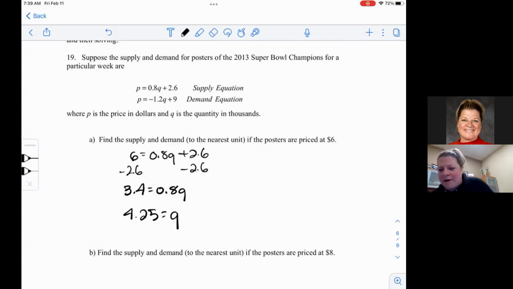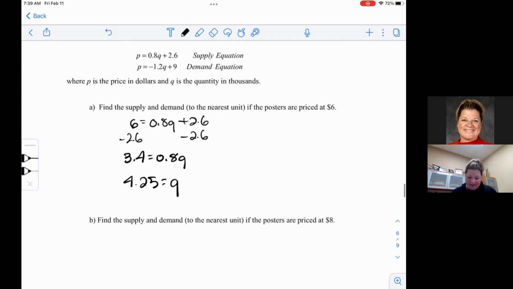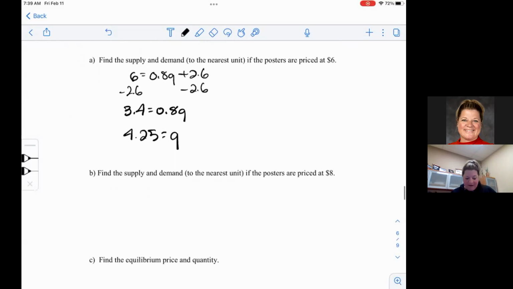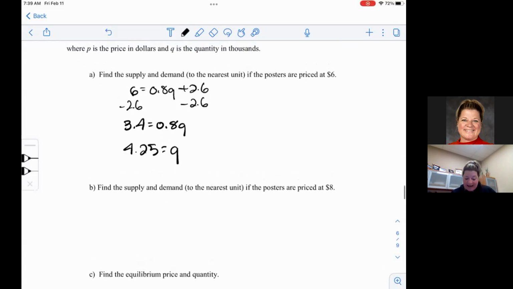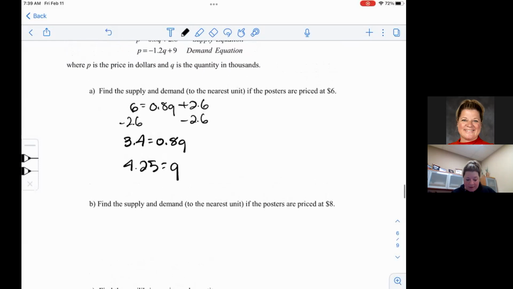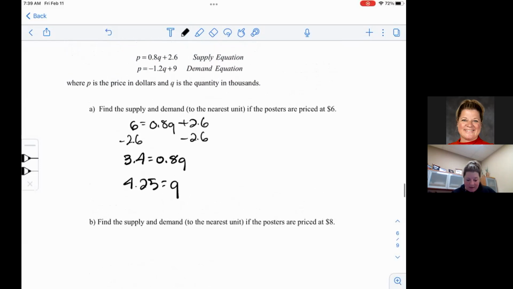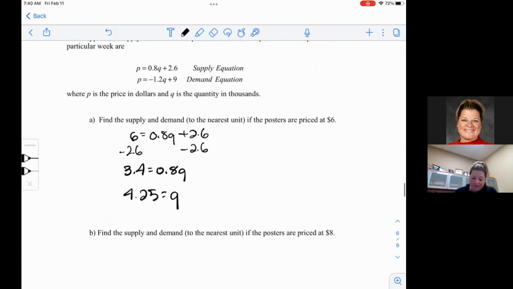So about 4, can't really make 1/4 of a poster. I mean, you could try, but I don't think someone would want to buy it. Okay, find the supply and demand if we're supposed to do supply and demand? Oh, we are, sorry. This is supply. We were supposed to on this one too.